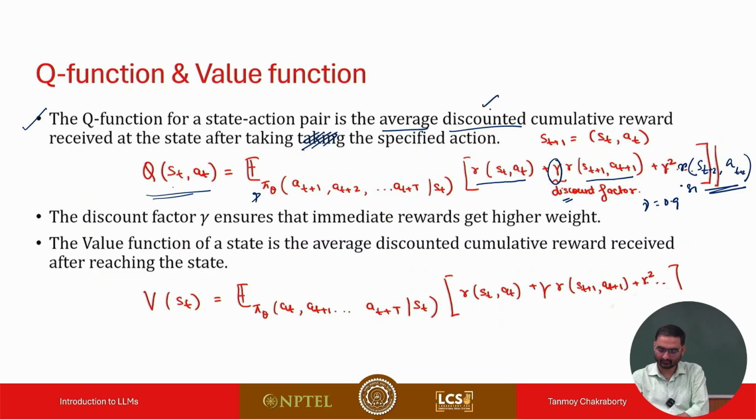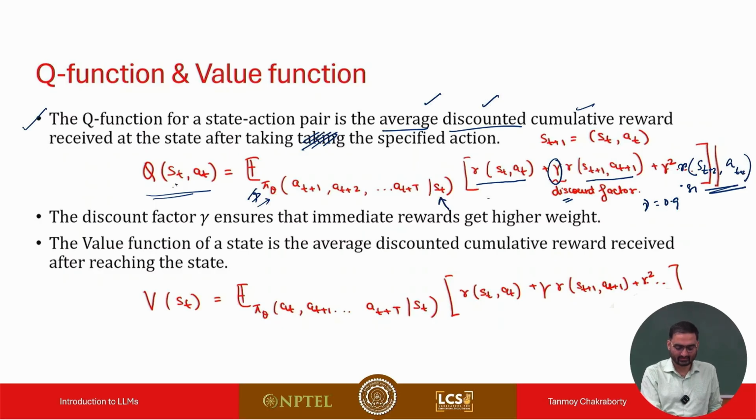So therefore discounted. Average, why average? Because we take expectation here. Why cumulative? Because we take the sum of all the rewards. So cumulative reward received at the state. Okay, so what it is doing, given the model theta, you generate multiple such responses of size, let's say, size t, from the state st.